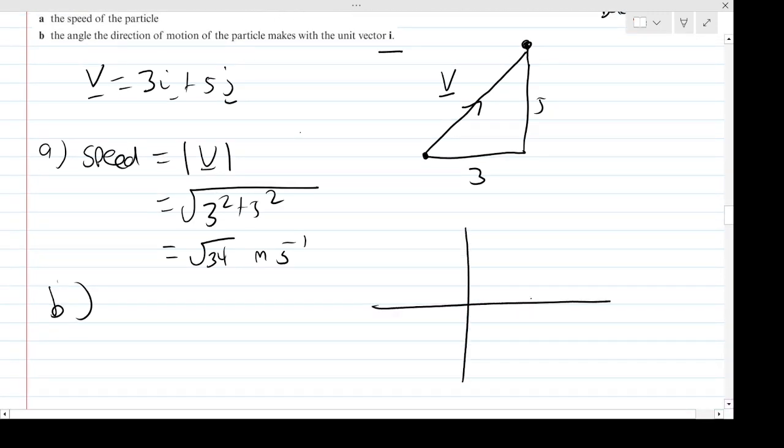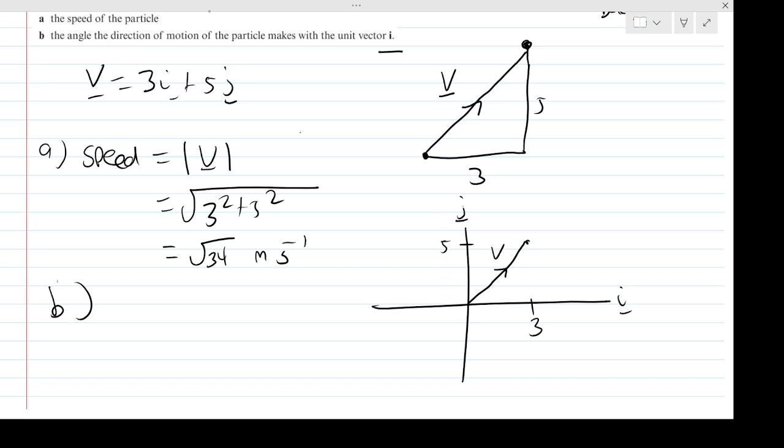So 3i, let's say 3 here, and then 5 up here. 3i and 5j. So again, x and y is sort of i and j. Okay. Now, there we are. That's the vector that joins from the origin to the point.